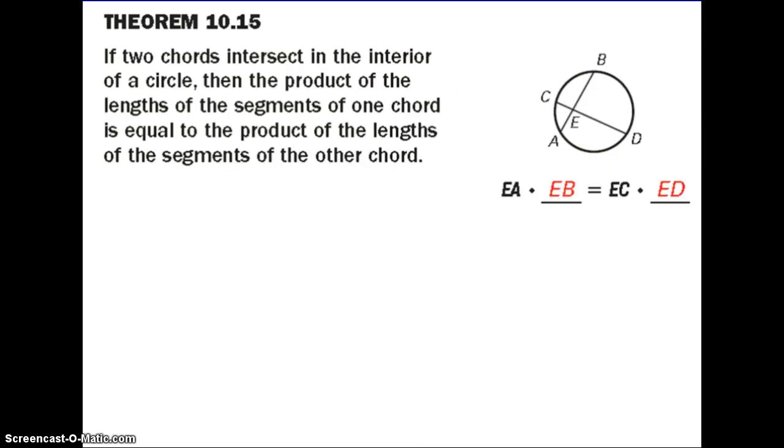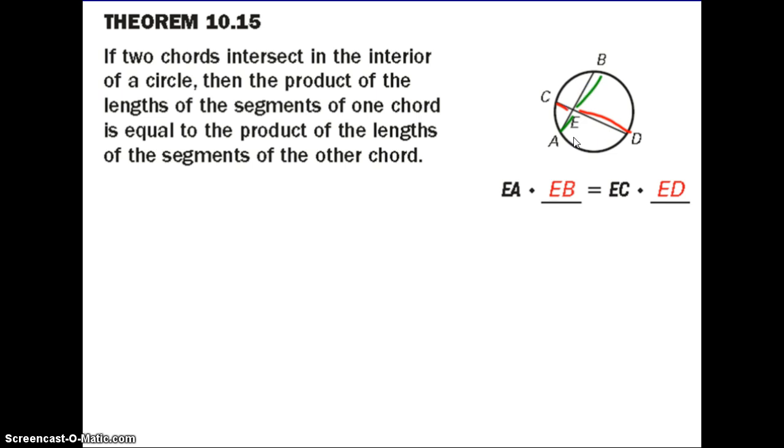Alright, so the next theorem we're going to talk about still relates to chords. It says if two chords intersect in the interior of a circle, then the product of the lengths of the segments of one chord is equal to the product of the lengths of the segments in the other chord. What that means is that CE times ED is equal to AE times EB.